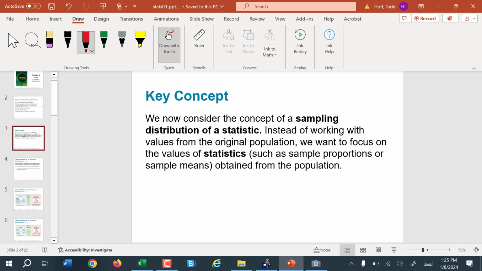So the key concept here is that we're looking at not just the original population anymore, we're looking at sampling distributions. We're looking at the statistics based on samples. And part of the key of this is we must select a sample size that we're going to be using. And of course, we're going to call that sample size n. And what we do is we select all possible samples of size n.